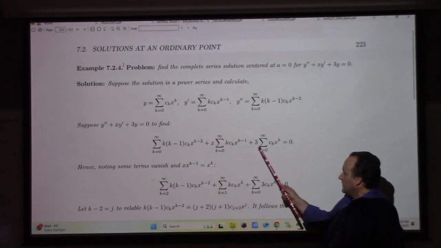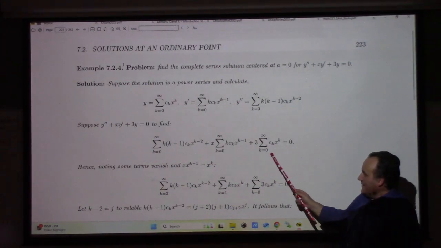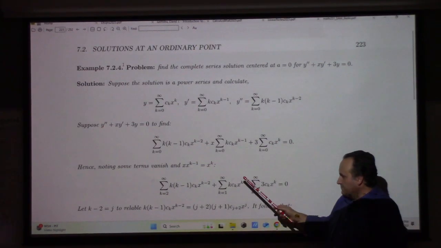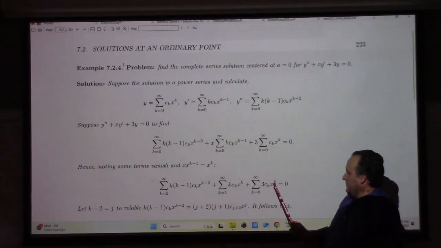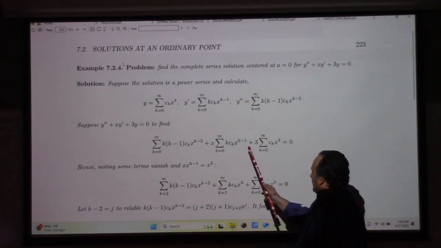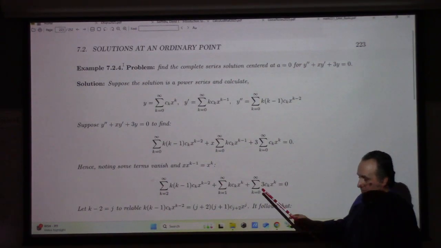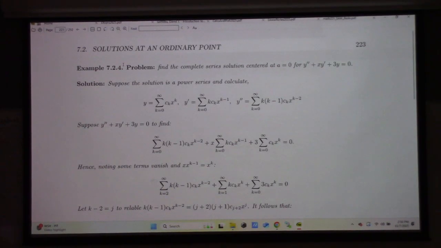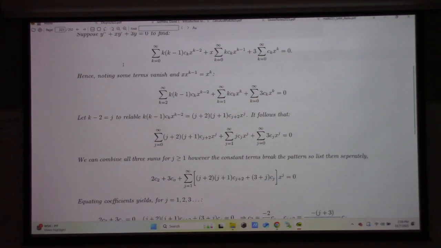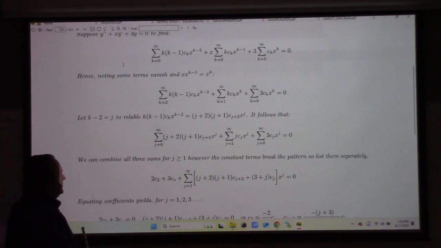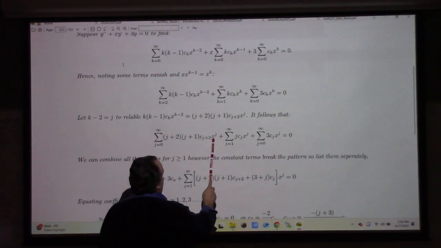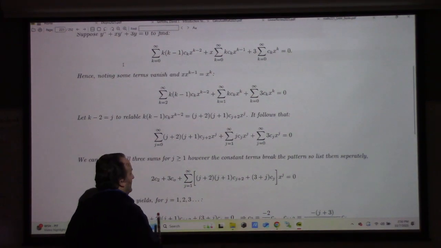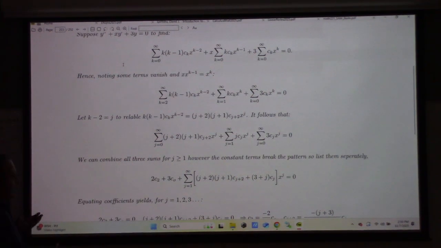So anyway, I add them, but I can't actually add them because I've got different powers here. So I'm simplifying, bringing the x inside and the 3 like that, cleaning it up. And then what comes next is relabeling. So now I'm relabeling this one to x to the j, that one to x to the j, and they're all now x to the j, making a substitution so they match up.